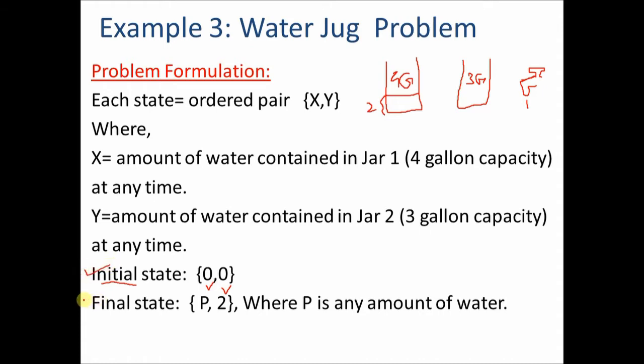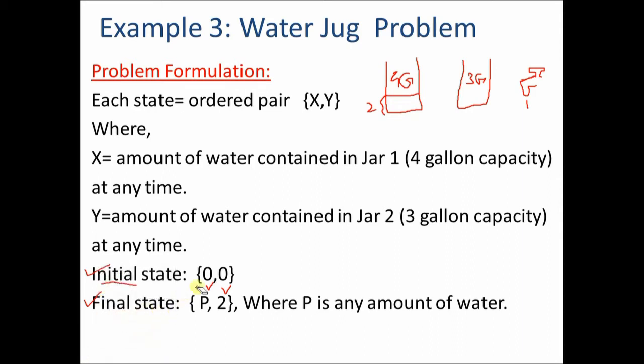What is the final state that is required by us? Now it can be said the other way around also. For example, here what I am saying is the 3 gallon jar should contain exactly 2 gallons of water, and the 4 gallon jar can contain any amount of water. So the problem can be specified in any way.